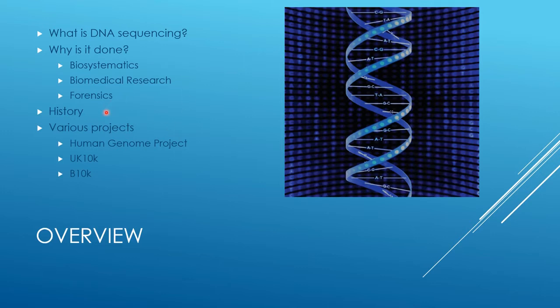So we'll also go through a brief history of DNA sequencing from the early 1970s to the present day. And here are just some special projects. As many of you know, the Human Genome Project, which was in the early 90s and early 2000s, sequencing the first complete human genome, as well as the UK 10K Genome Project, which was sequencing 10K British people in the 2010s, as well as the B10K project, which was sequencing 10,000 species of birds.